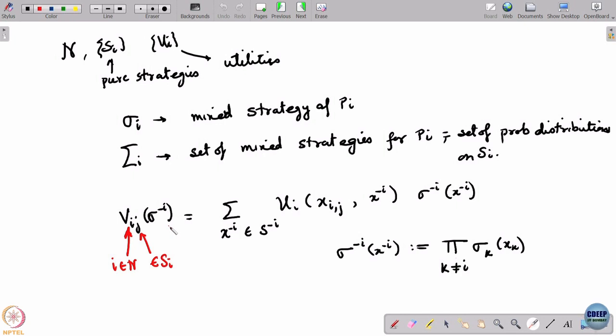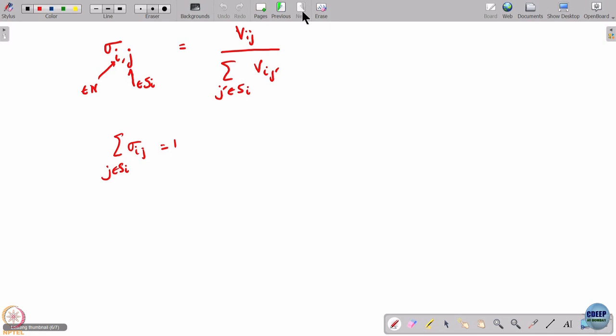Is this clear? If this is a little bit confusing, I can even just put j here directly. So j itself is his pure strategy. This here is the strategy in S i. So this is what player i gets when he plays strategy j, which is in S i, and others play x minus i.